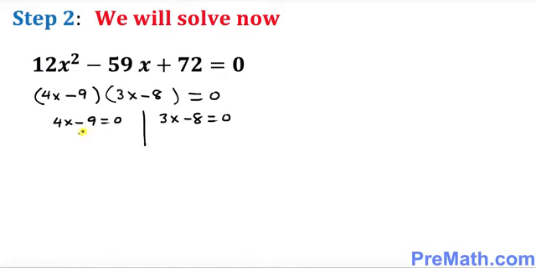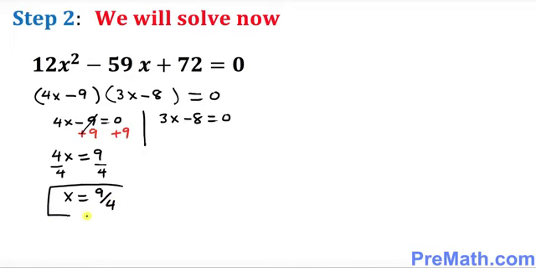Here I'm going to add 9. So what happens over here, this is gone. We got 4x equals 9. I want you to divide both sides by 4. So x turns out to be 9 over 4. That is one of the solutions.